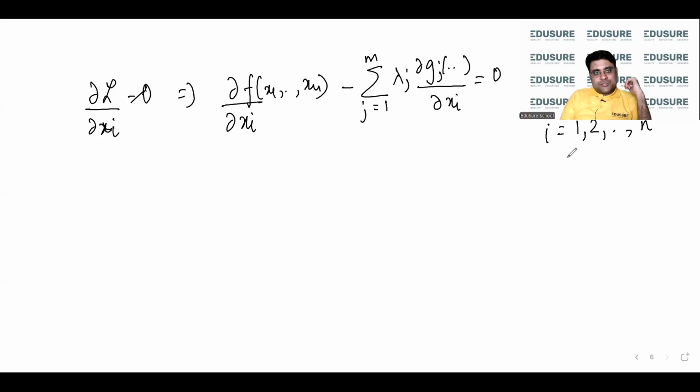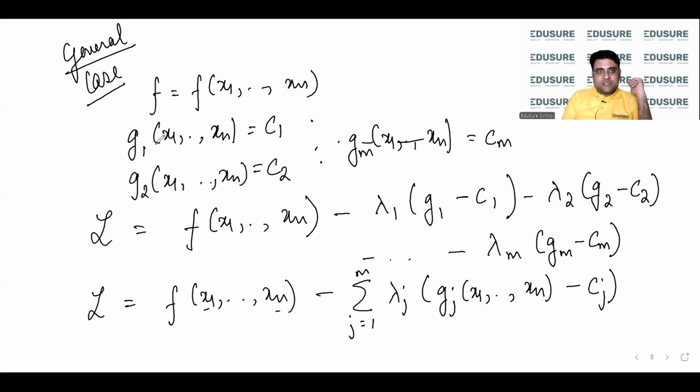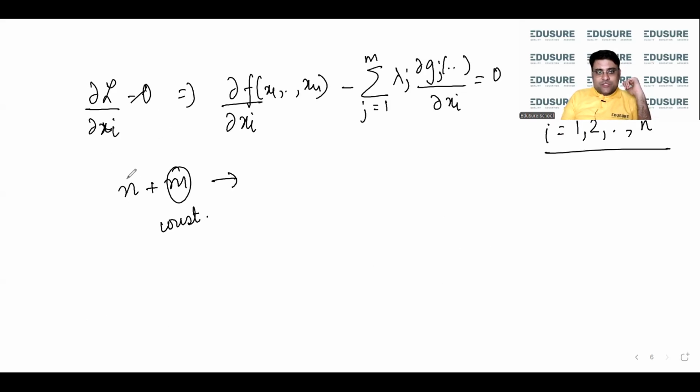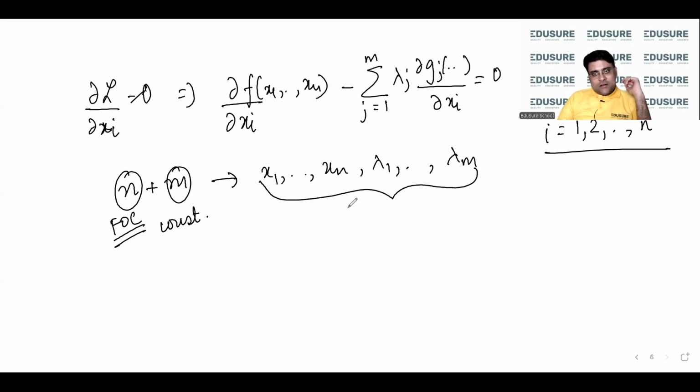अब n फर्स्ट ऑर्डर कंडीशंस हैं, इसके साथ साथ में देयर आर m constraints. सो m constraints है. कौन से m constraints है? g1 is equal to c1, g2 c2, gm is equal to cm. ये m constraints हैं and n first order conditions हैं. And how many variables do I need to find out? I need to find out x1 to xn, lambda 1 to lambda m. So there are n plus m unknowns to be found out as well.